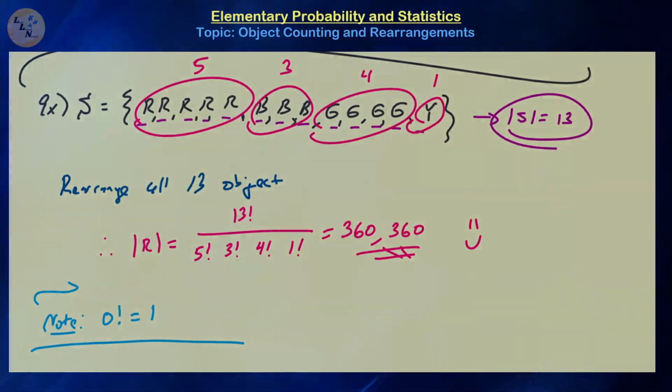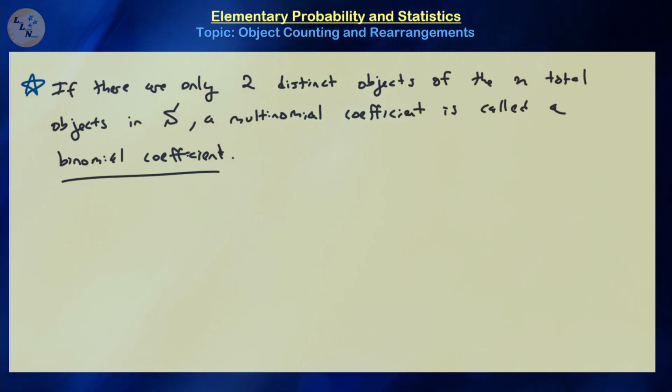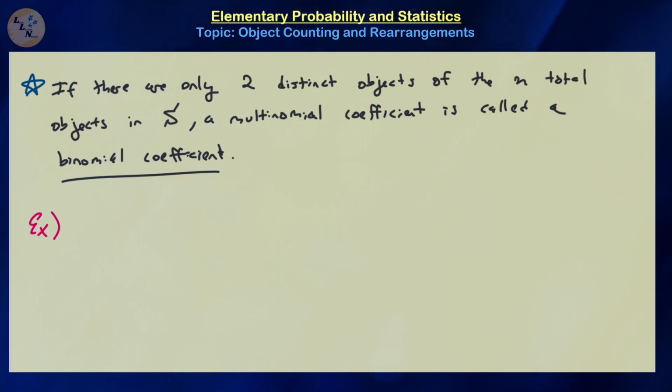Now let's look at a particular case of it. So let's assume that there are actually only 2 distinct objects among the n total objects in our sample data set S. So in this particular case, a multinomial coefficient is going to be called a binomial coefficient, and there's going to be several different occurrences of binomial coefficients that we're actually going to consider in this elementary treatment of statistics and probability theory.